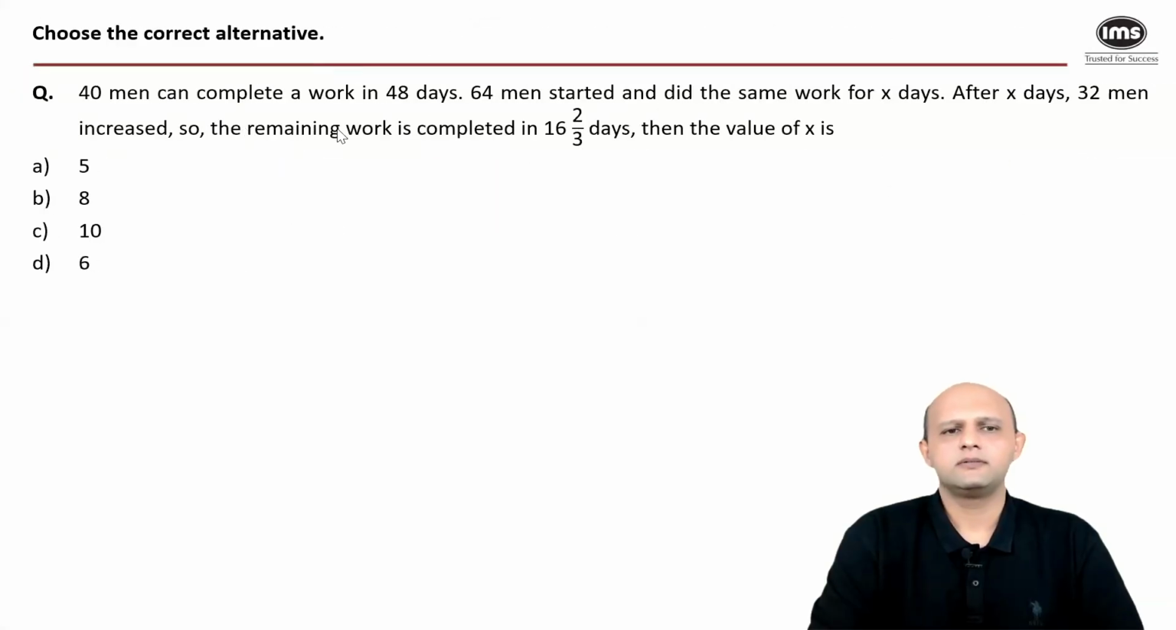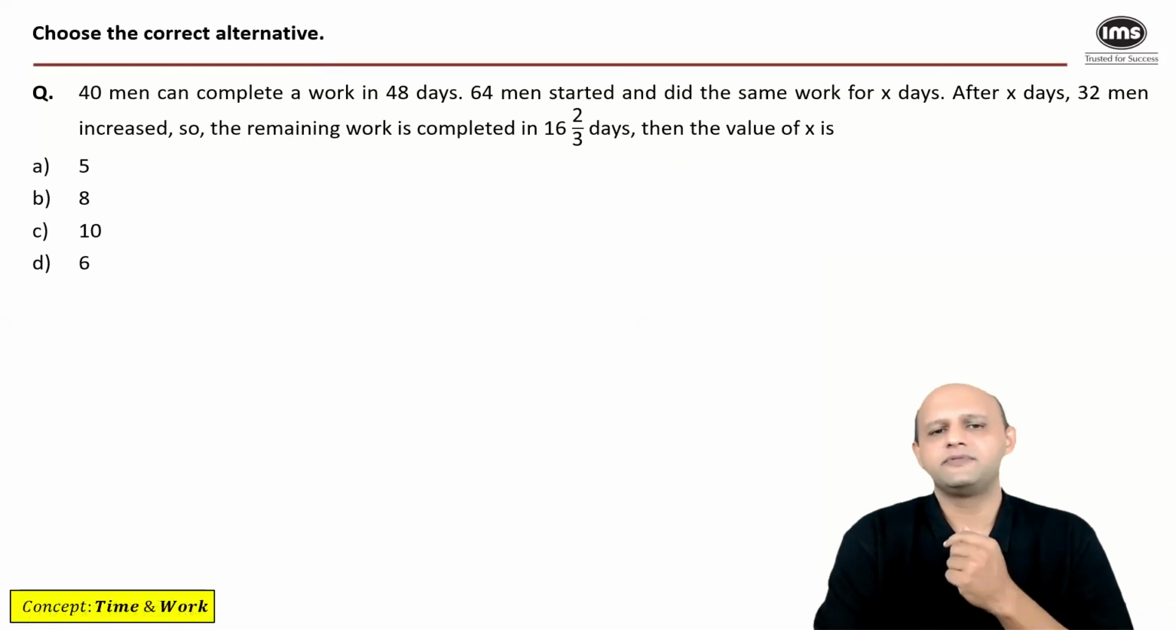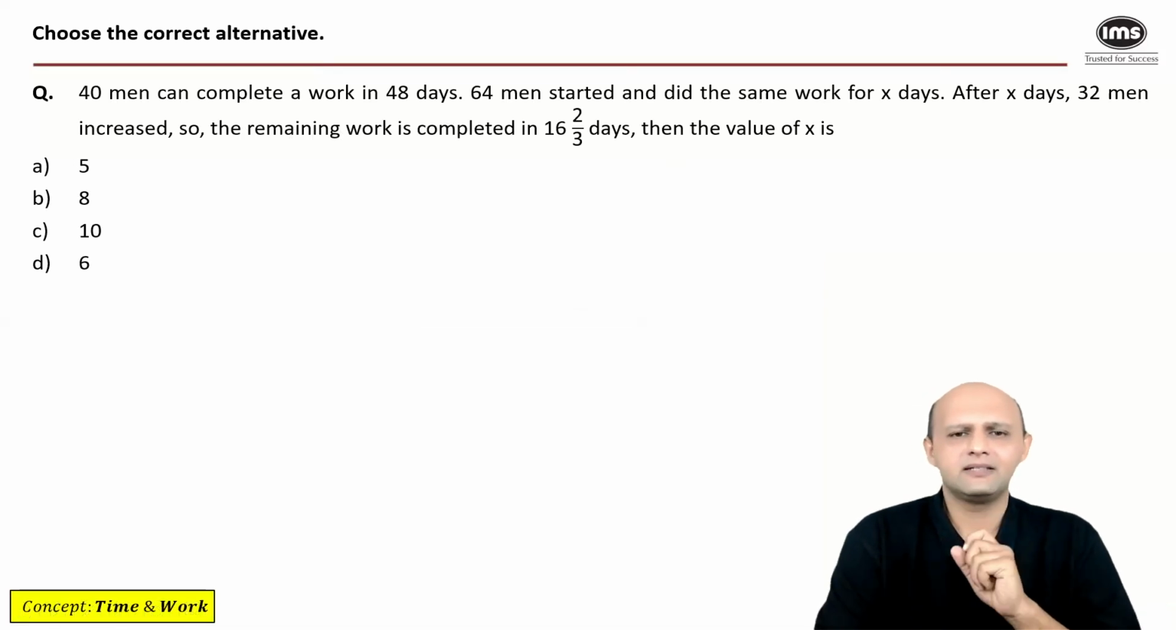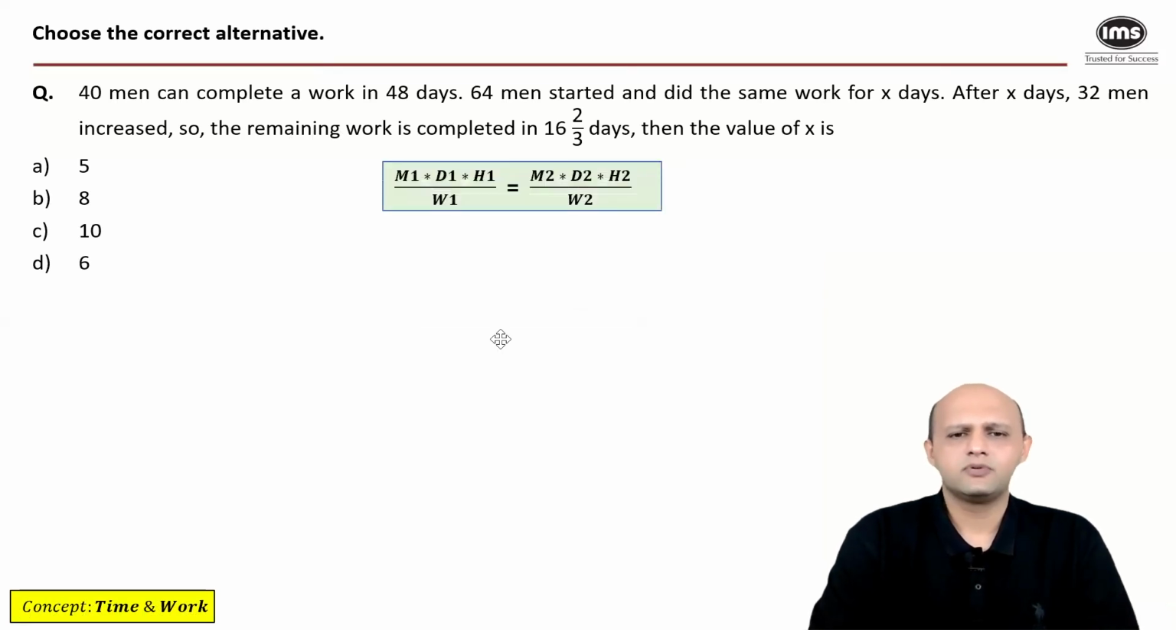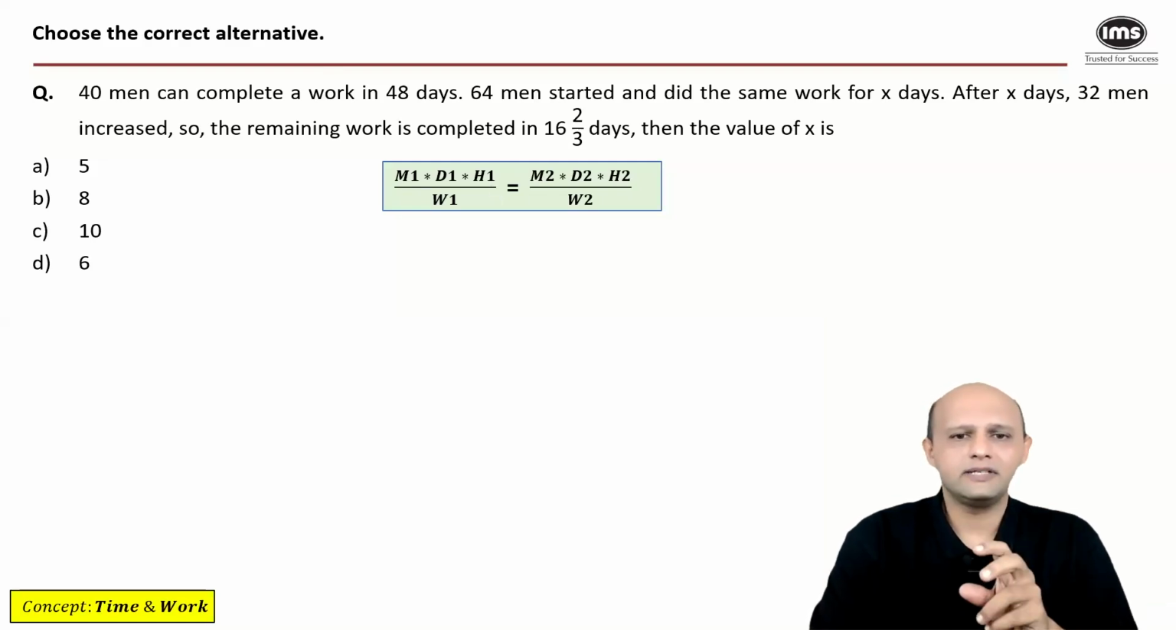By observing the question, one will quickly realize that it's a question on time and work. That too, specifically about the concept of man days, which is very, very common. And the question format is also very, very clear. What is the concept used? The concept of man days, which is essentially M1 D1 H1 by W1 is equal to M2 D2 H2 by W2. Not necessarily having to use all the variables here.